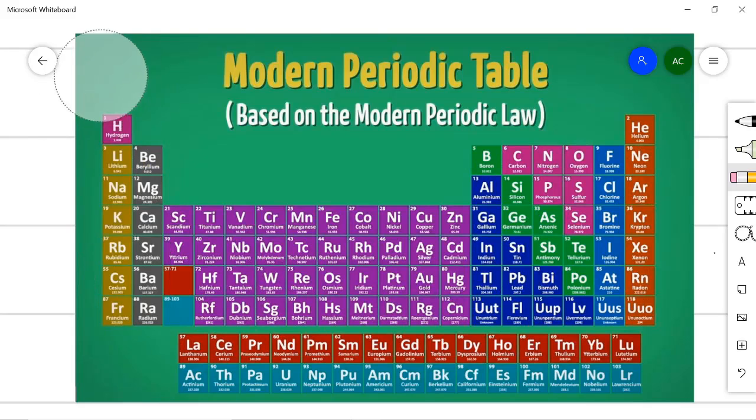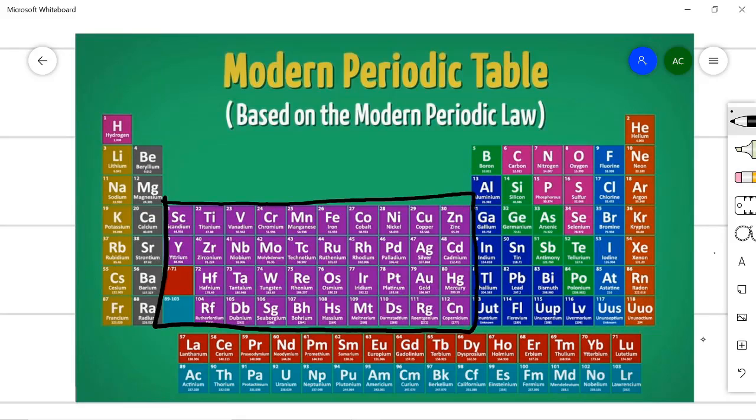Now moving on, what are transition elements? We've already seen they are included here, that is, this is transition. Now these transition elements, all these elements are metals.